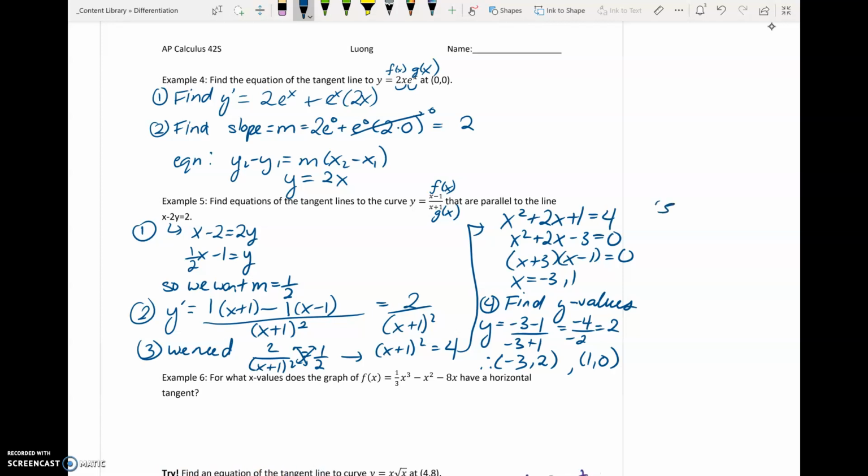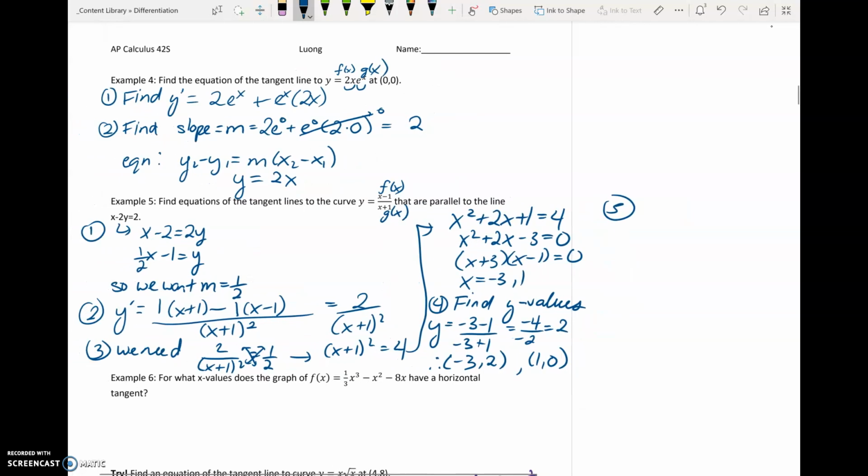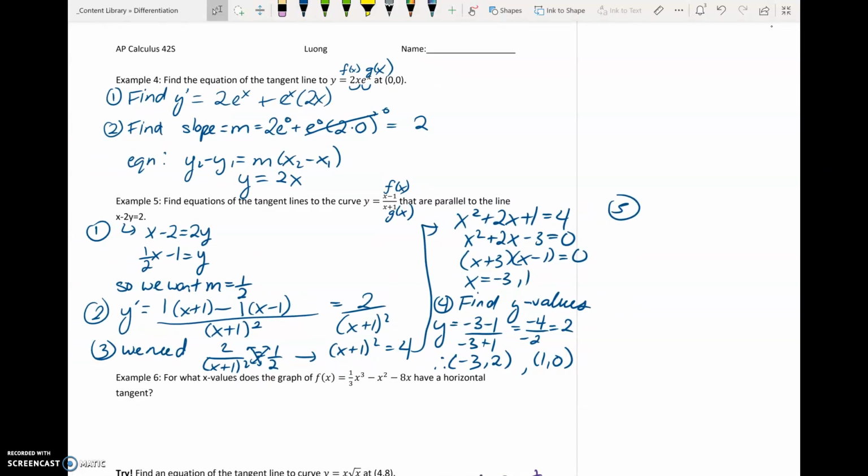Then lastly, that was a bit squishy here, we're going to find our two equations. So remember your slope is going to be a half, but now you finally have the x and y values to plug it into the standard form of an equation. So the first one will be y minus 2 is equal to a half times x plus 3, that's one equation. The other equation is going to use the 1, 0 point, so y minus 0, or just y, is equal to a half times x minus 1. And those are your two equations, and that's it.